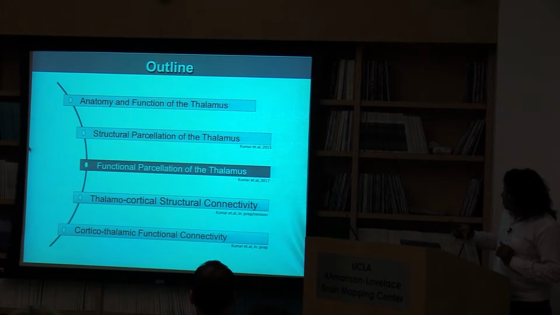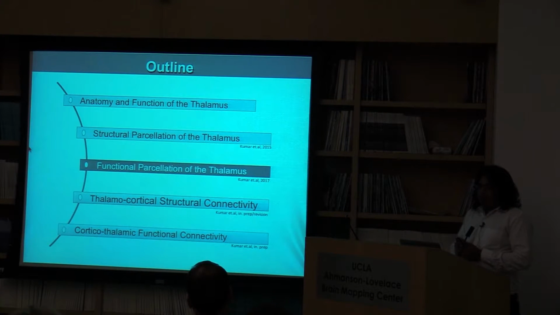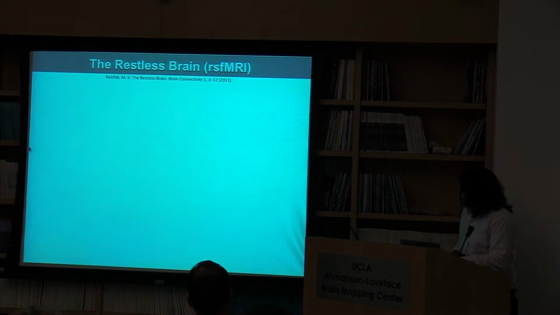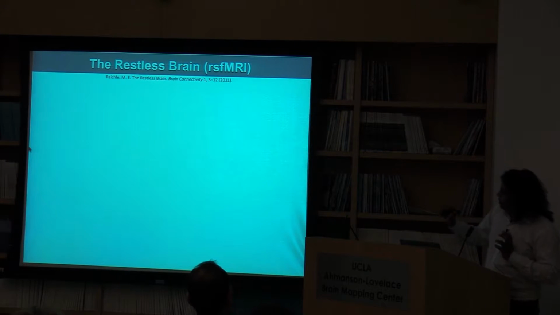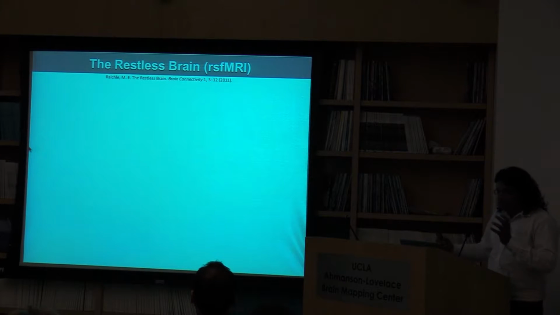Now I want to switch to my next study, in which we performed parcellation of the thalamus using resting state fMRI. With this introduction, I just want to shortly show how resting state fMRI works, using an example from the study by Biswal and colleagues. You must be aware of it.